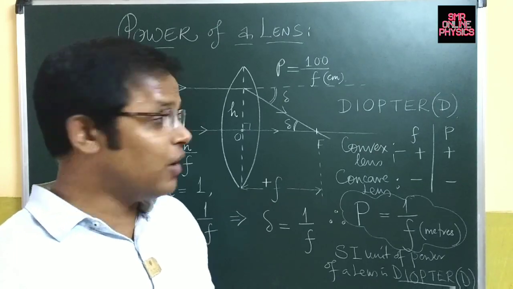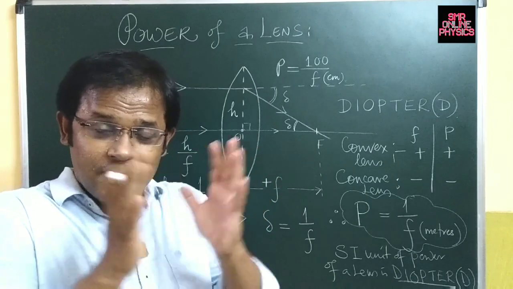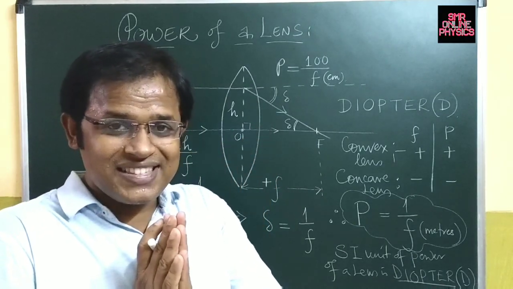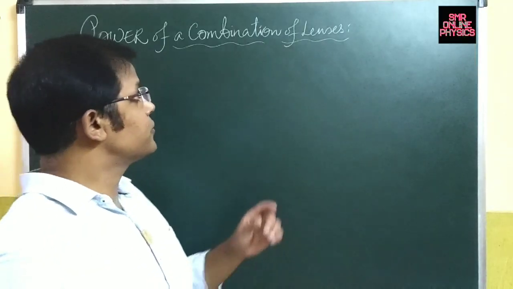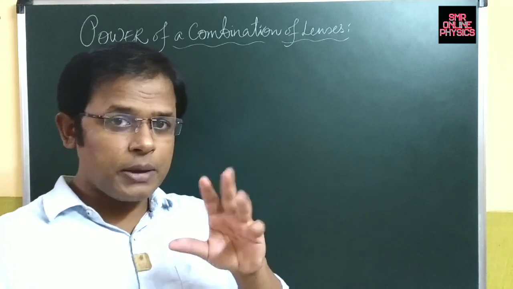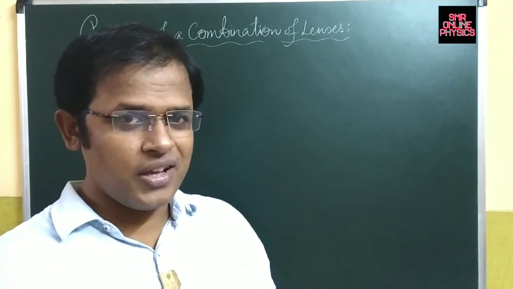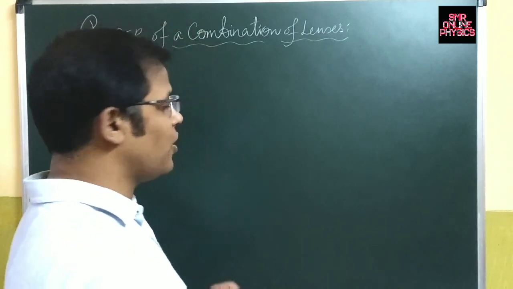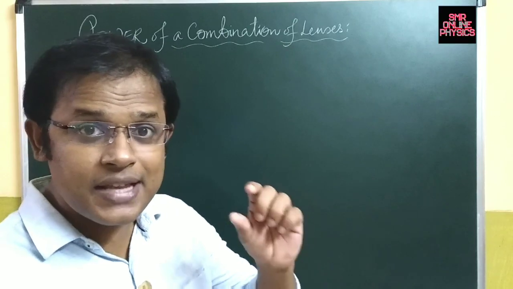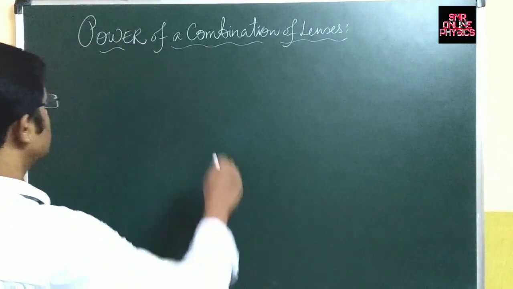Now we'll talk about what will happen if two lenses are combined. If they are in contact, what would happen to the power of the lens? So now we will talk about the power of combination of lenses. How will the power change? Actually the answer is pretty simple. The power adds up, along with the sign conventions. Let us see the mathematical derivation.